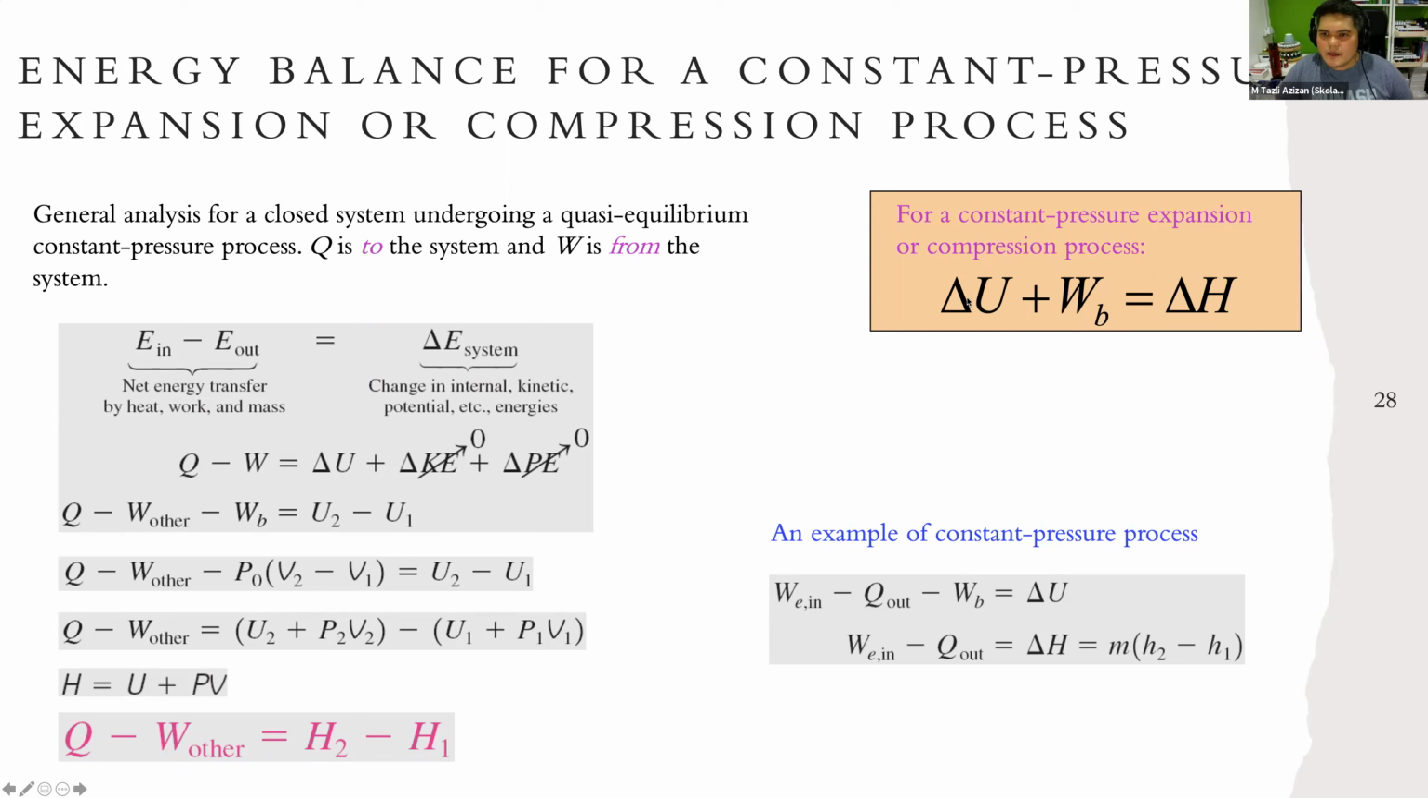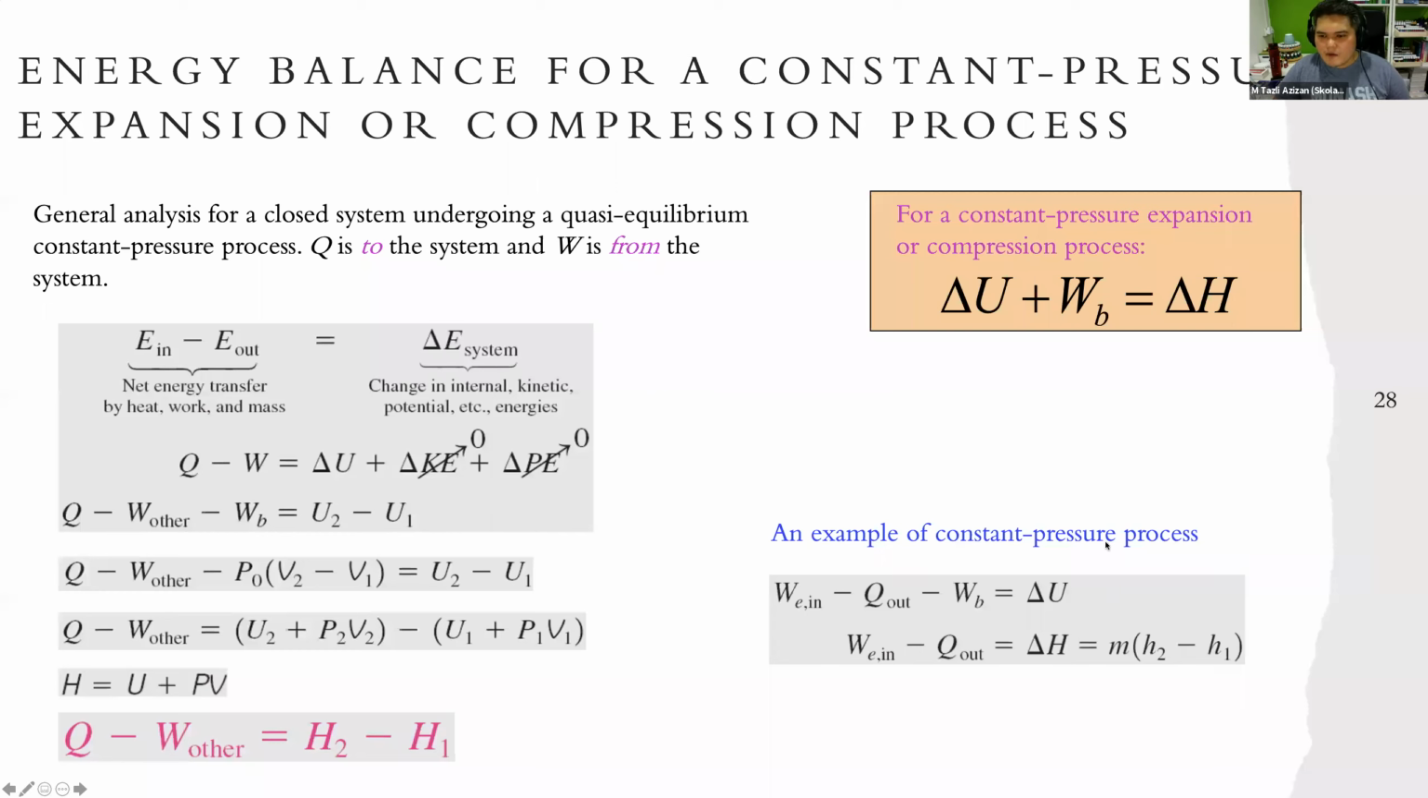At constant pressure, you will be able to use this particular equation: delta U plus boundary work is equal to delta H. So that's why we can substitute delta H in here. Okay, this is for constant pressure only, where we have P constant. It means it doesn't change. Even if we have expansion or compression, the pressure maintains the same.